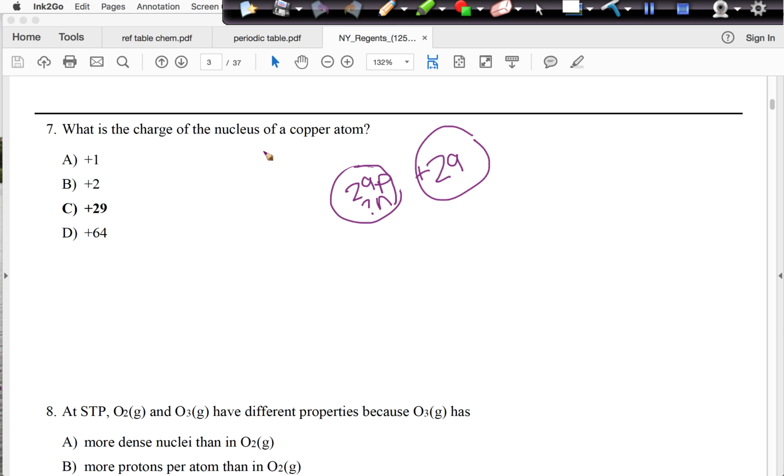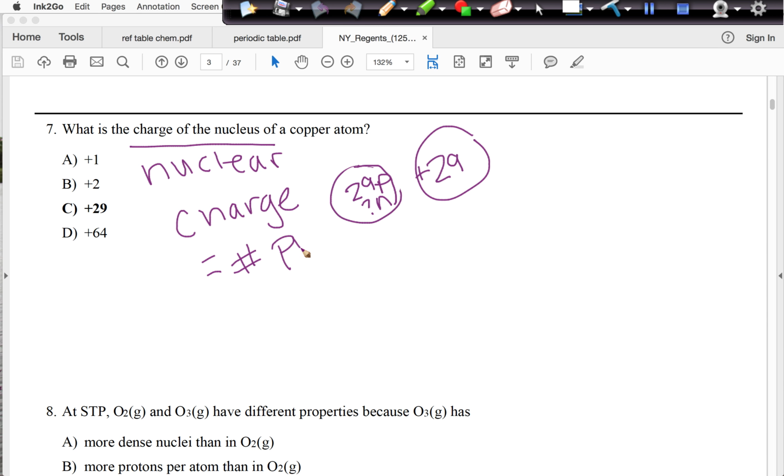So anytime they want to know the charge of the nucleus, this is also called nuclear charge, and this is equal to the number of protons with a positive sign.